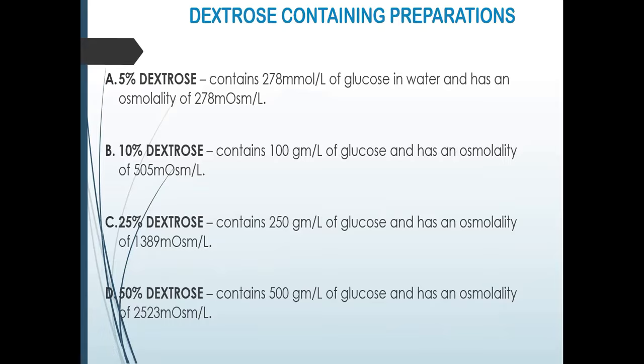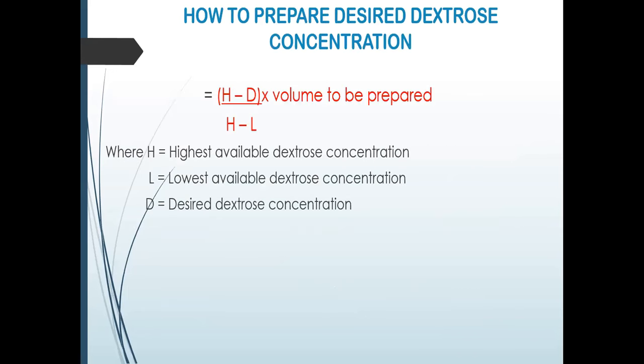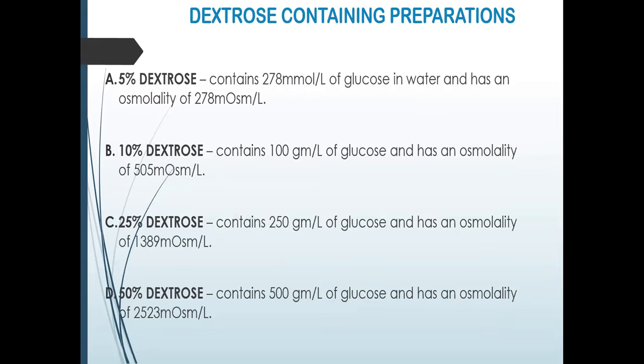Similarly, 10% dextrose will contain 100 grams per liter of glucose and will have an osmolality of 505 milliosmoles per liter. 25% dextrose contains 250 grams per liter of glucose and has an osmolality of 1389 milliosmoles per liter, and 50% dextrose contains 500 grams per liter of glucose. These are the commonly available preparations.